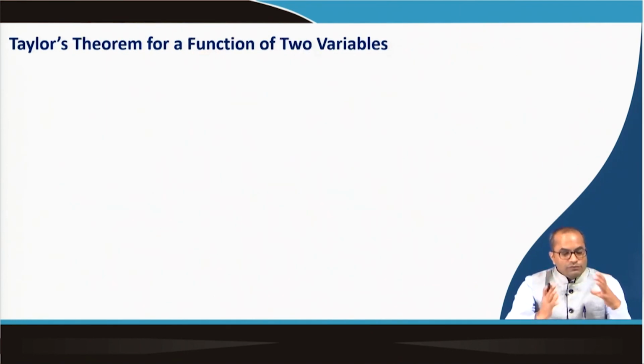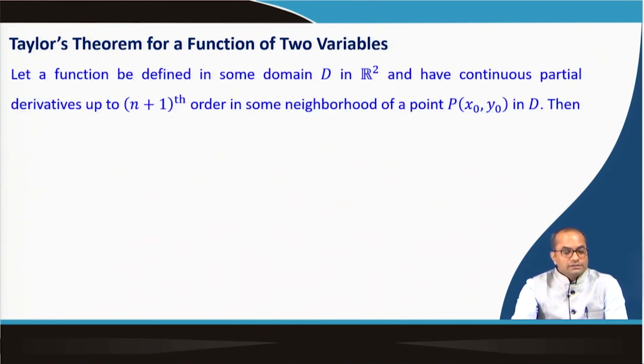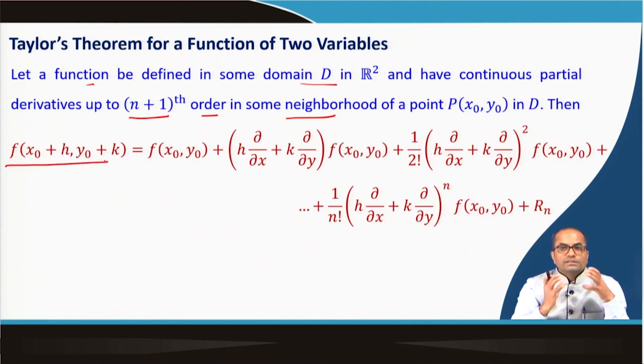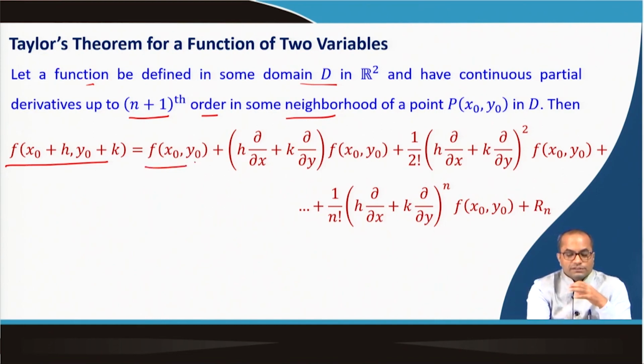Well, now we move to Taylor's theorem for a function of two variables. In this case, the result is that if a function is defined in some domain and has continuous partial derivatives, up to order n plus 1, in some neighborhood of the point x naught y naught, then we can express this function in the neighborhood of this point by the expression here on the right hand side.